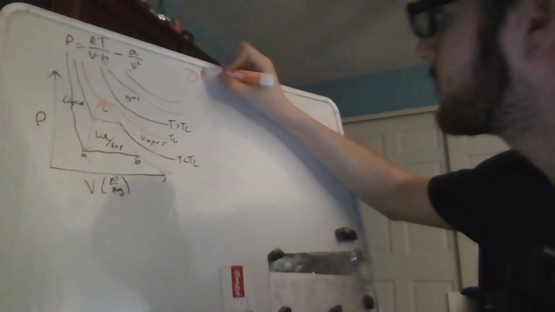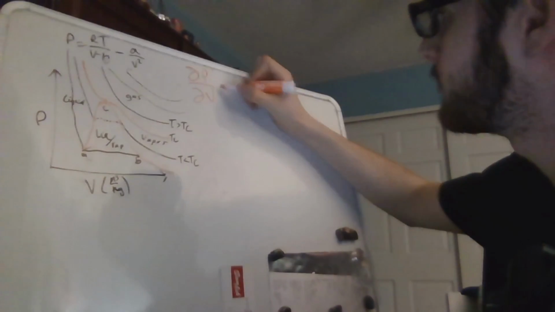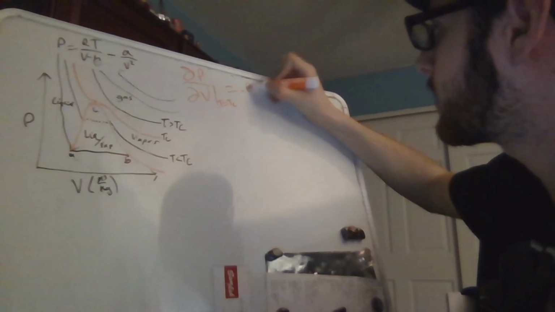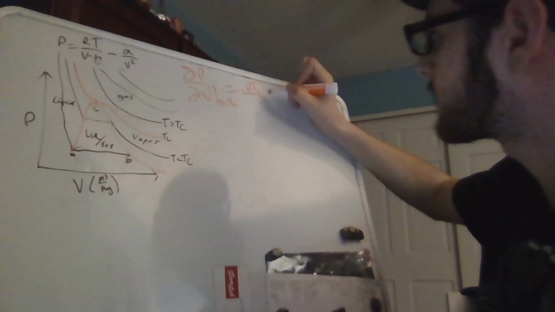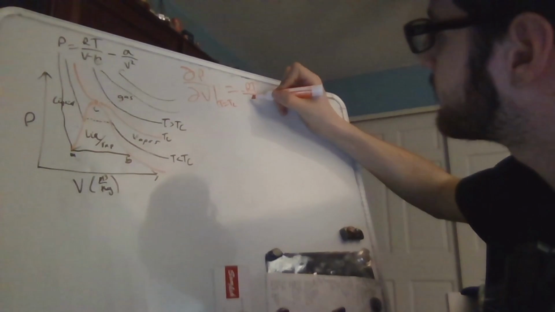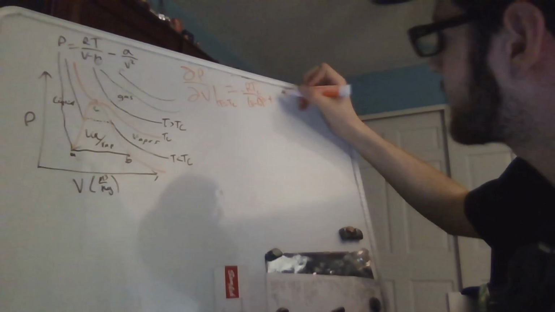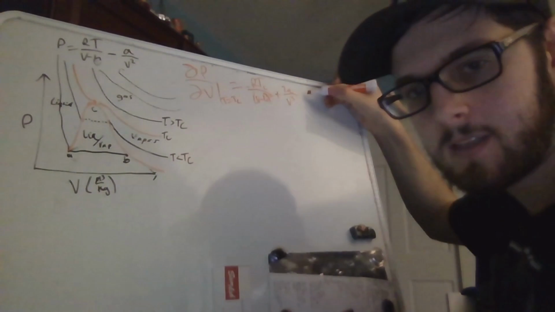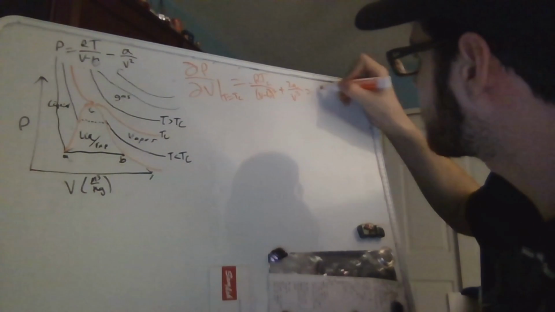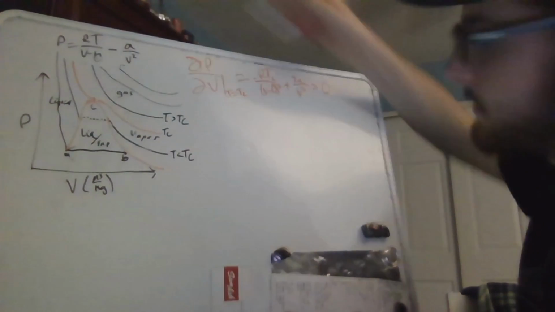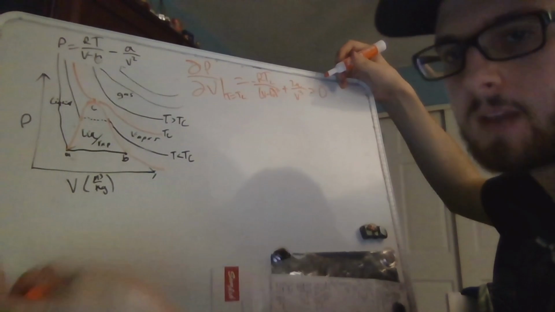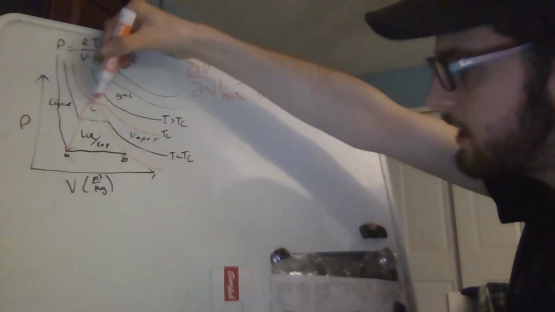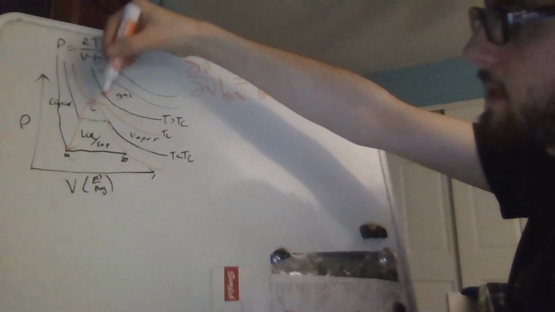The derivative of the pressure with respect to the volume at T equal to the critical temperature is equal to negative RTc over (V minus B) squared plus 2A over V cubed. And you'll realize that this derivative is equal to 0 because this line is flat. And also, if this is flat, you'll notice it goes from concave up to concave down, which makes it an inflection point as well.